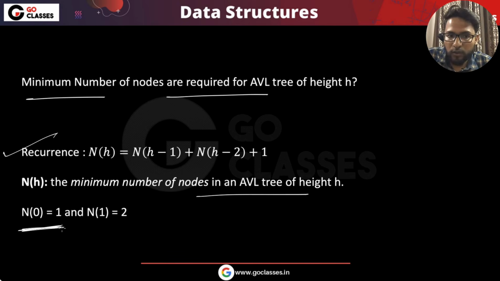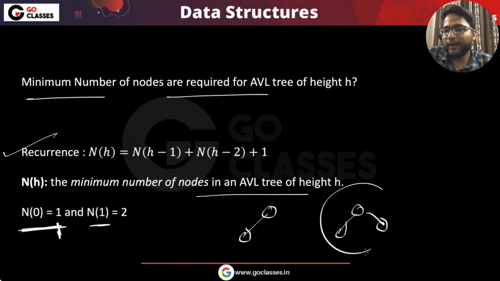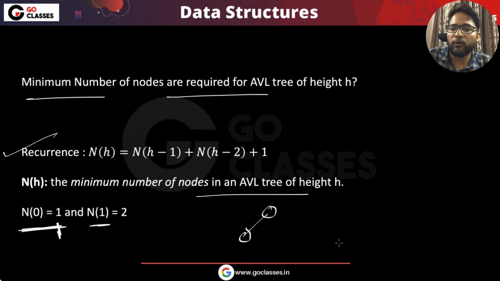Now you know the base case, which means if you have the height 0, then minimum you need 1 node. If you have height 1, then minimum you need 2 nodes, right? You do not need 3 nodes. Why unnecessarily have 3 nodes? If you want the minimum number of nodes, then why have 3 nodes? So minimum you will be needing 2 nodes.